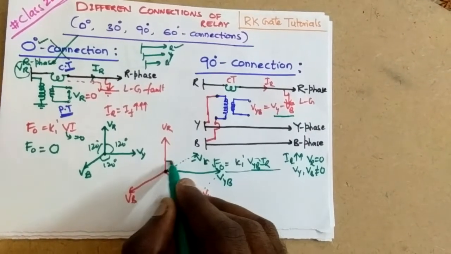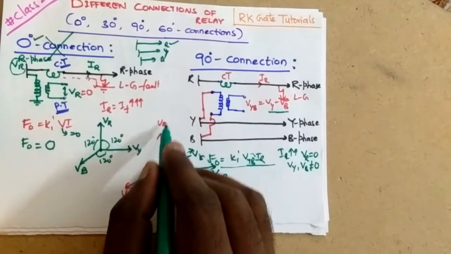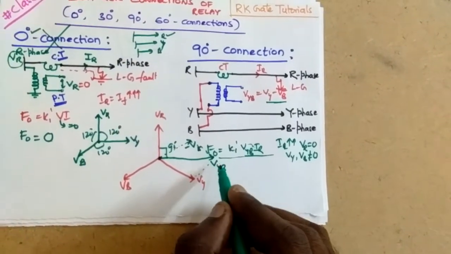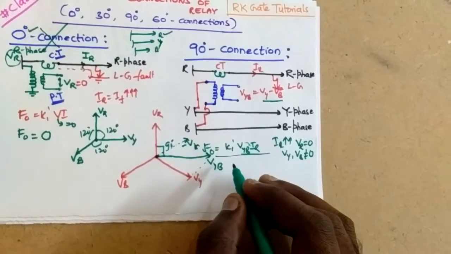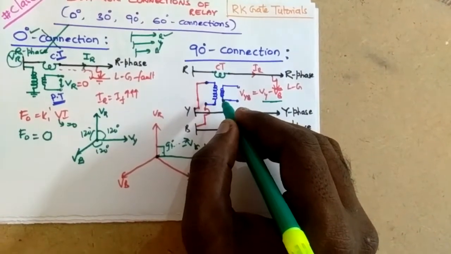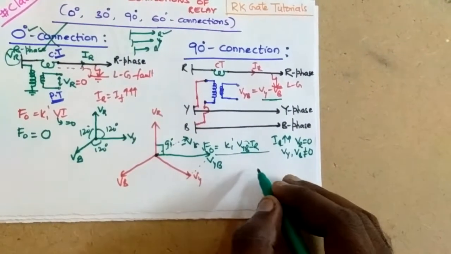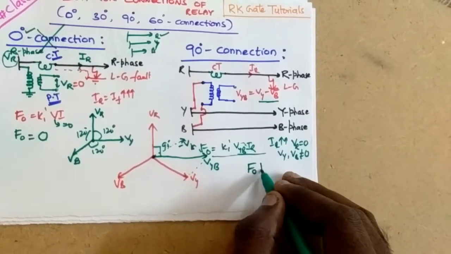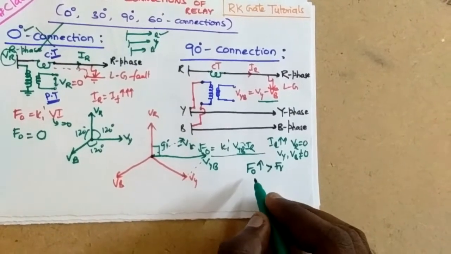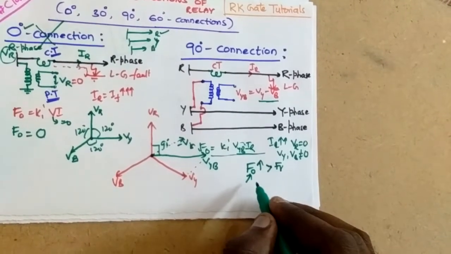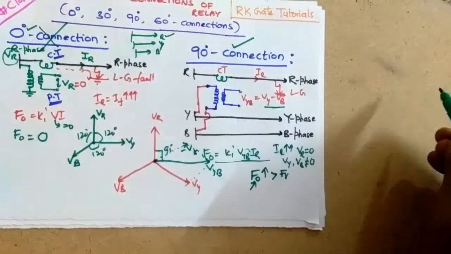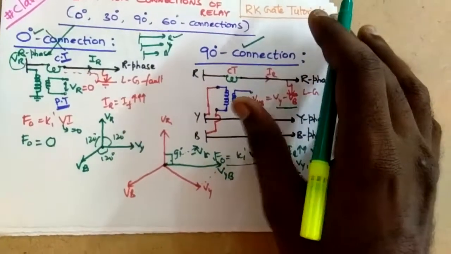This is VYB. So there exists 90 degrees between our reference and VYB. This VYB will be calculated, and that will produce a considerable F0, which is more than the restraining force. So the relay comes into operation. This F0 is sufficient to operate the relay. So this is the most important connection to be taken into account.